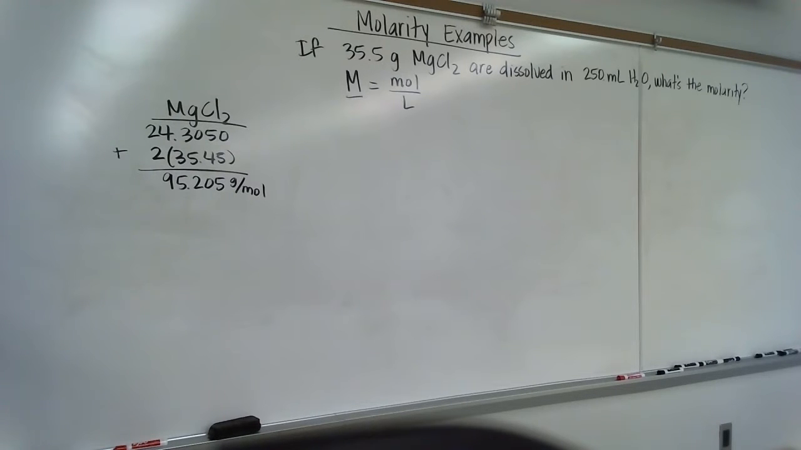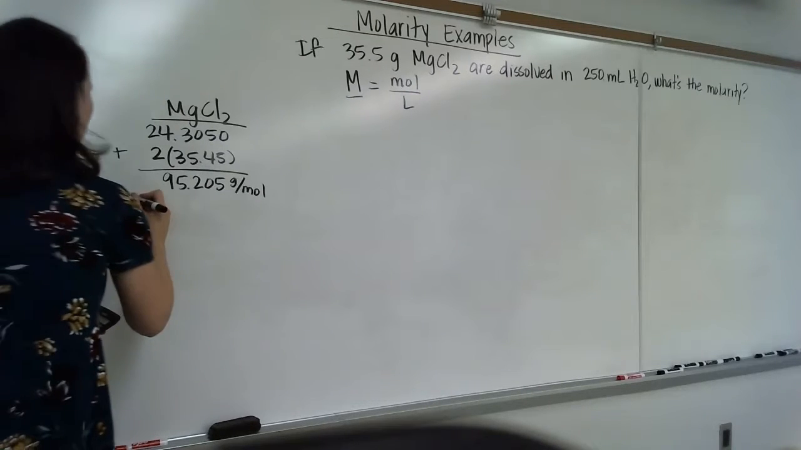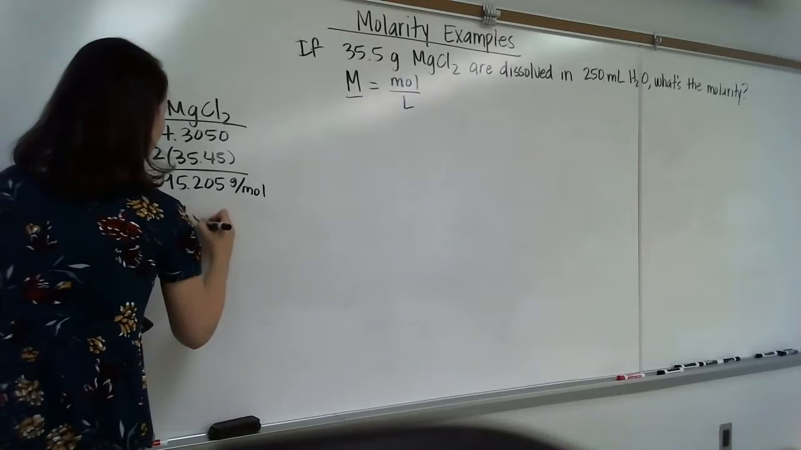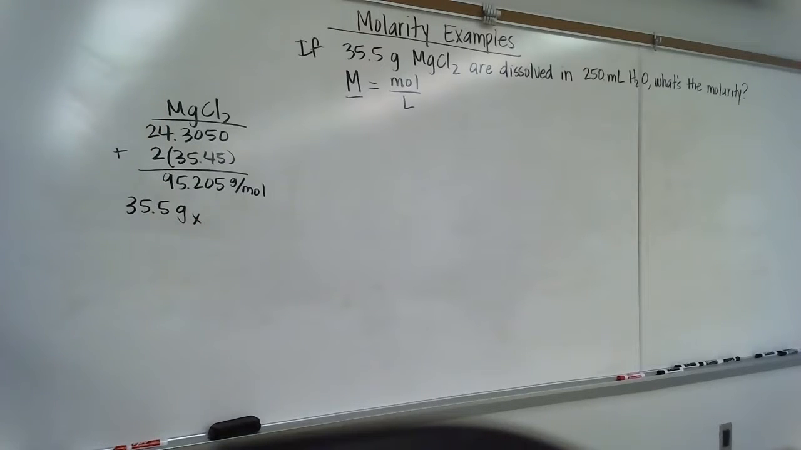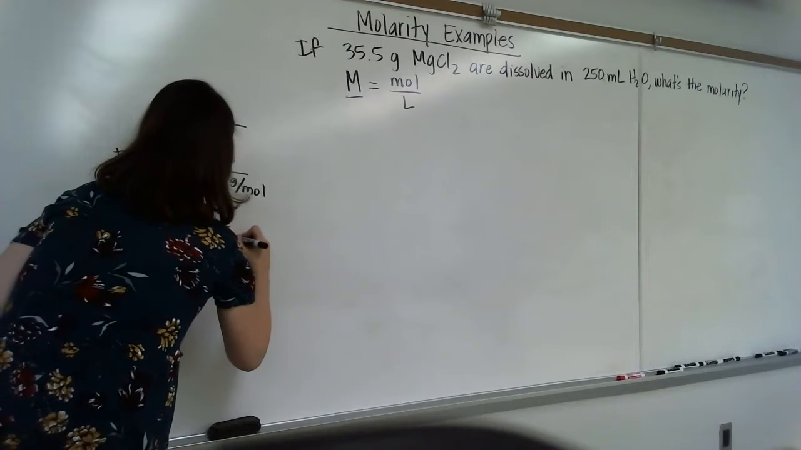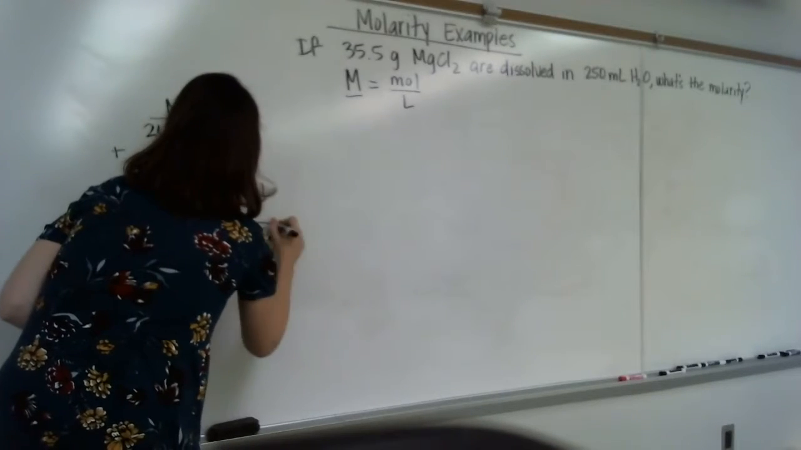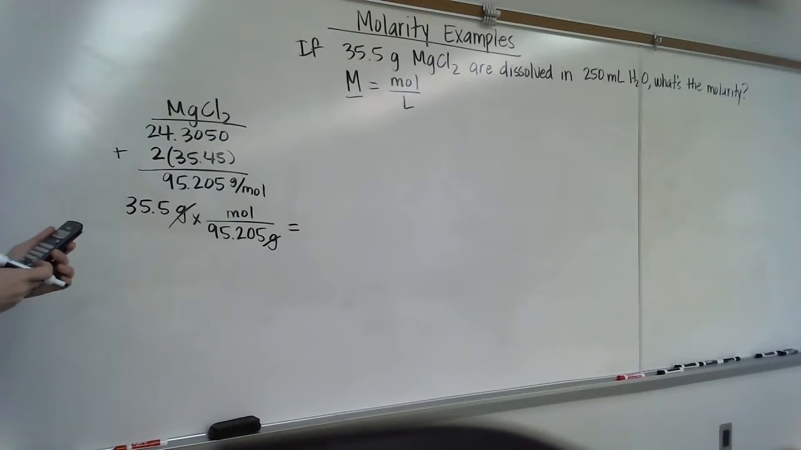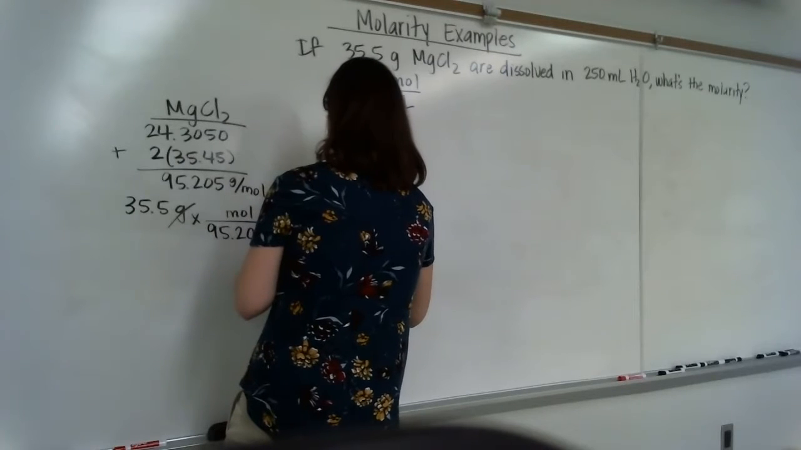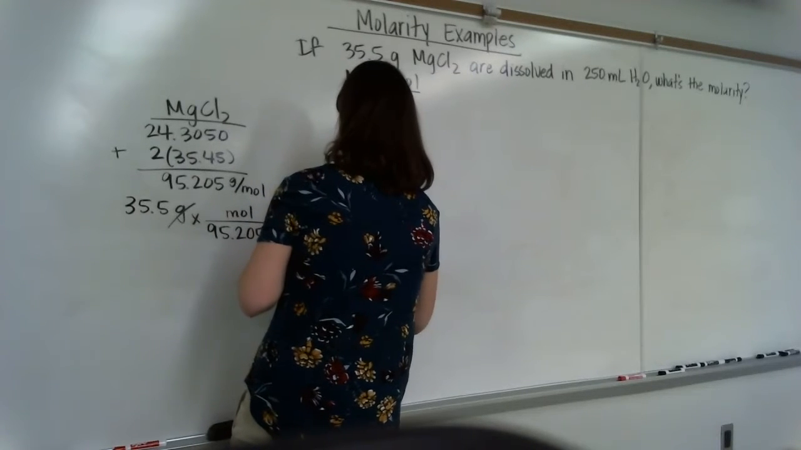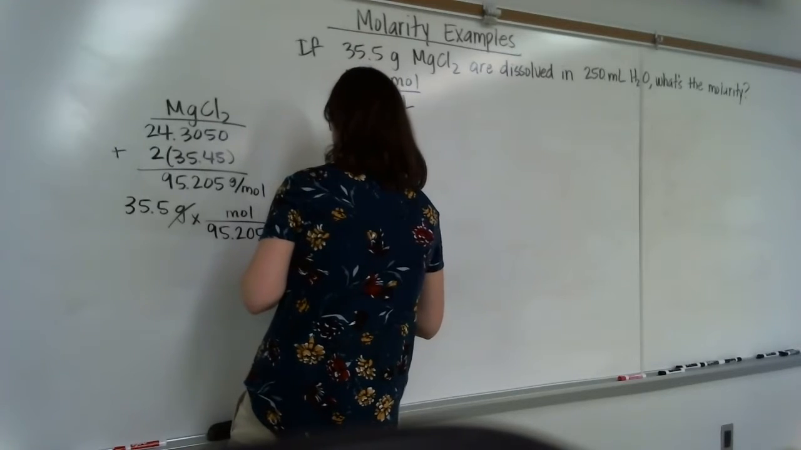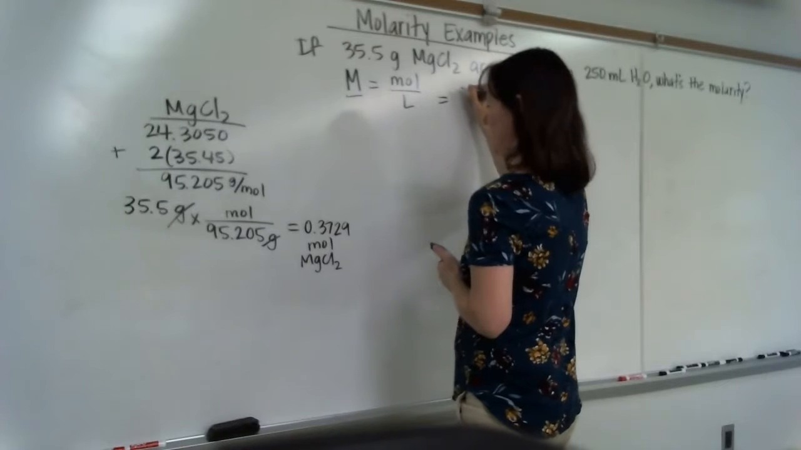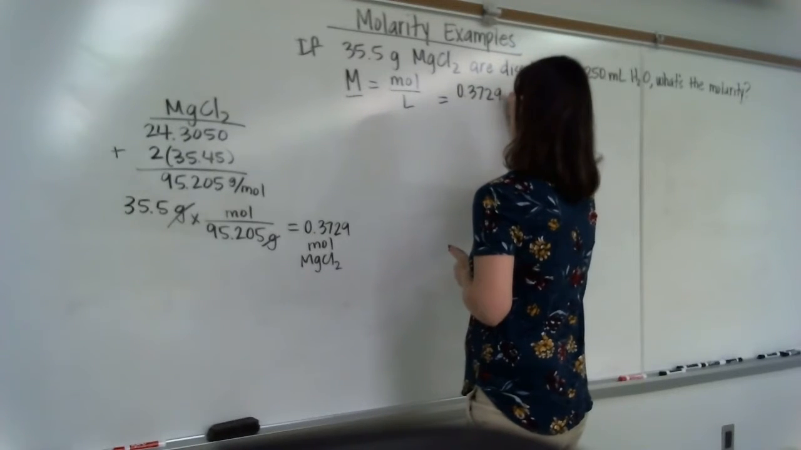So now let's convert that grams to moles. 35.5 grams. Grams go on top or on bottom? On the bottom. So 95.205 grams per mole. Carry out extra decimal places because we're going to round later. I got 0.3729. So that's 0.3729 moles.